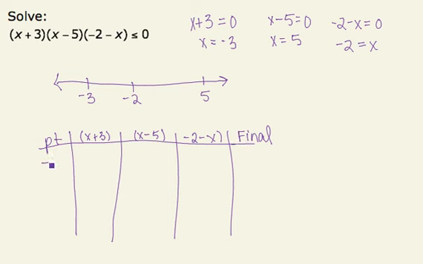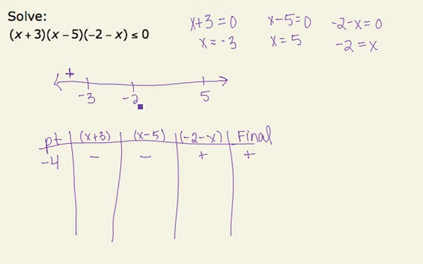For example, by testing negative 4, by plugging negative 4 in, I get a negative. Plugging negative 4 into x minus 5, I also get a negative. And plugging negative 4 in, I get a positive. These three factors are being multiplied in the original equation, so I will multiply a negative times a negative times a positive for a final result of a positive.